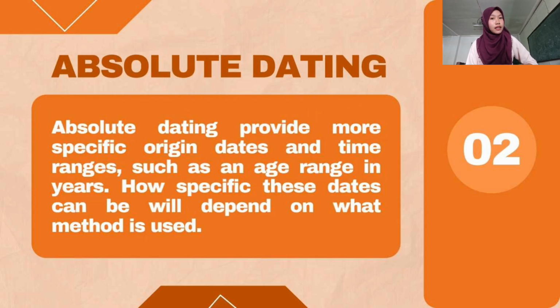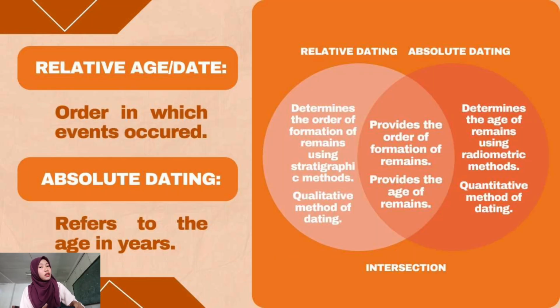Next, what is absolute dating? Absolute dating provides more specific origin dates and time ranges, such as an age range in years. How specific these dates can be will depend on what method is used. In absolute dating, we can actually date rocks in years, and we can know how old this rock or the fossil is. So to make it understandable, relative age or date is the order in which events occurred, and absolute dating refers to the age in years.